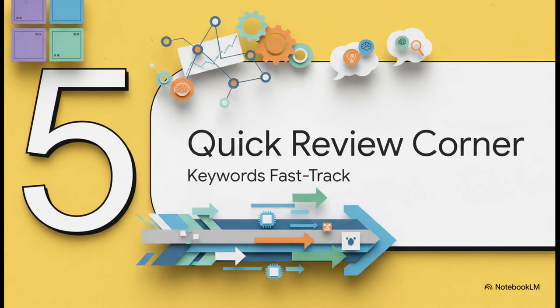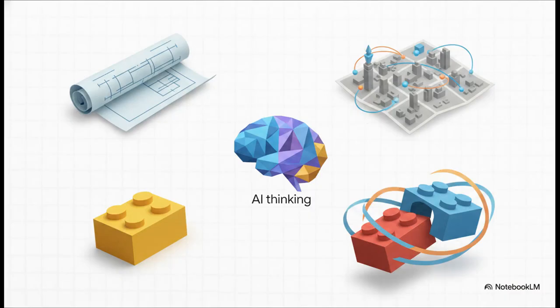Moving to Section 5, quick review corner. The core keywords fast track. We've covered some seriously amazing tech concepts today, so let's do a rapid-fire review to lock in our 4 core keywords. Ready? First, ontology. That's the blueprint or the rules of the game. Second, knowledge graph. That is the actual map or the building we create. Third, entity, a real-world thing just like a single Lego block. And fourth, relationship. The connection that literally snaps those Lego blocks together. If you remember these 4 simple words, you completely understand how modern AI actually thinks.